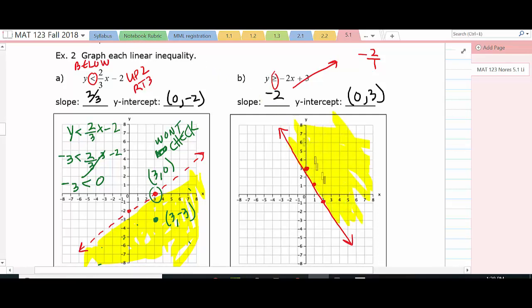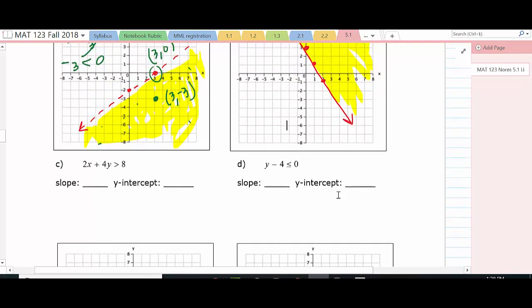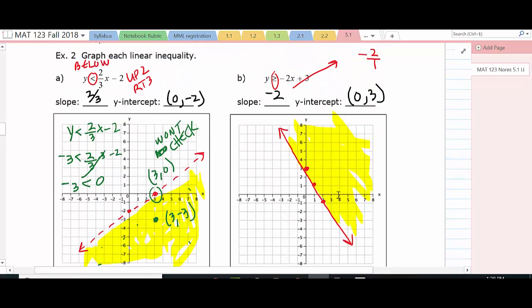That's it. Everything in the yellow checks, everything that's not in the yellow doesn't check, but everything on the line does check. It's kind of like a bracket and parentheses. Bracket includes, parentheses doesn't include. This is the same way. It's just the way that we represent that. Okay, is everybody with me? Hey, you've already learned how to graph lines. You're just now putting the inequality together.